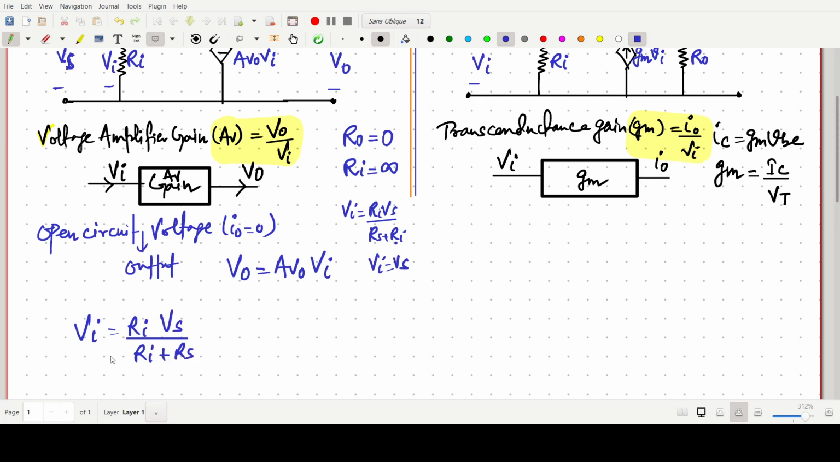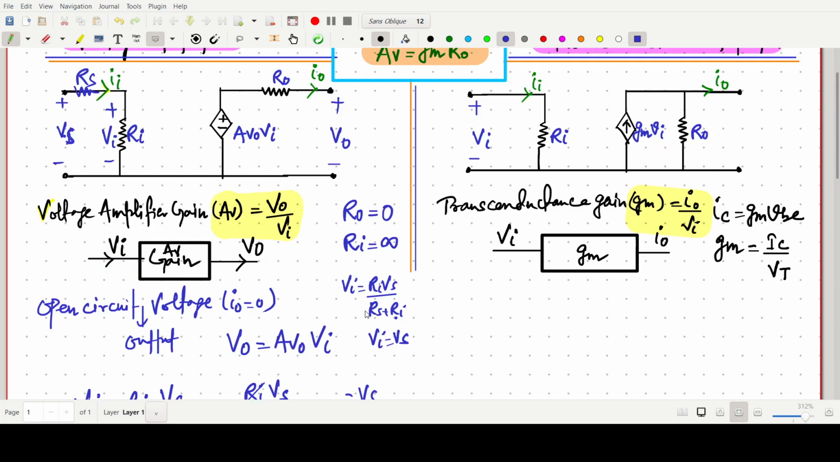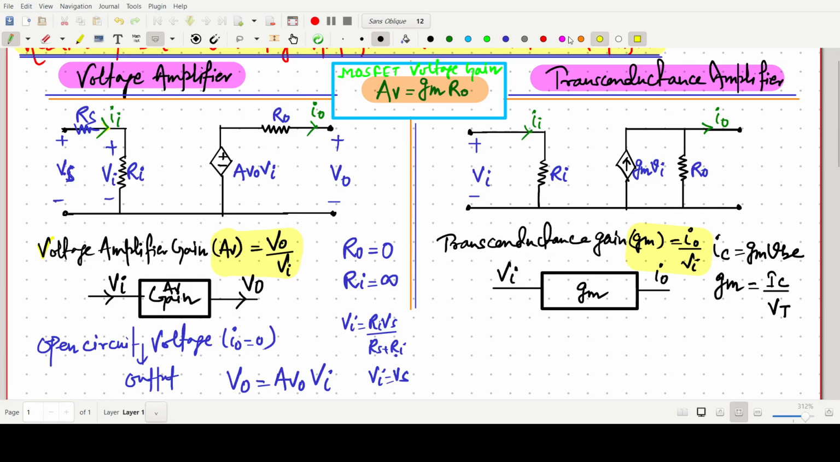So now we have to make this equivalent. If I am saying Ri tends to infinity, the Ri value is very high. If we take Ri common, 1 plus Rs by Ri, this Ri is very high, infinity, so that term should be 0. So this one will be Vs. That's why this is a very important relationship. For an amplifier, the input impedance is very high, Ri infinity, and R naught. For that we have solved.